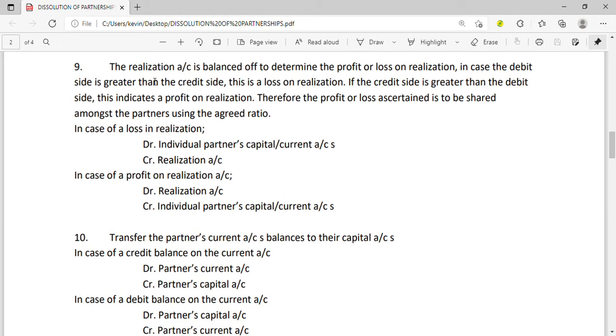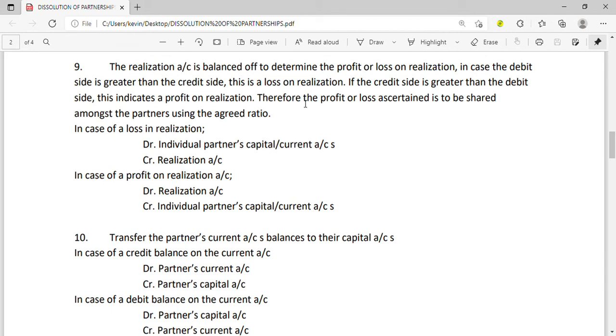The realization account is balanced off to determine either a profit or loss on realization. In case the debit side is greater than the credit side, that is a loss on realization. As we said, if the debit side is greater than the credit side in any account, just know that it's a loss. So it's the same case even in the realization account. And if the credit side is greater than the debit side, this indicates a profit on realization.